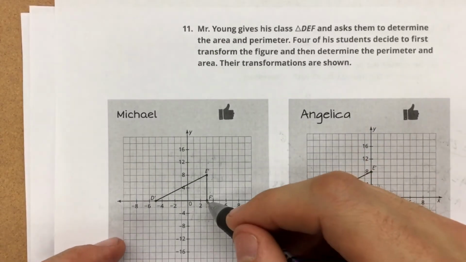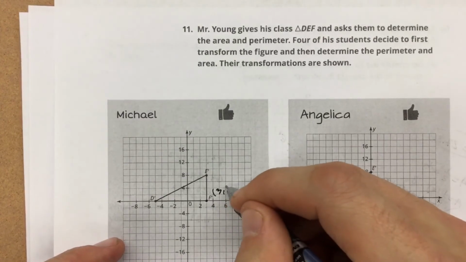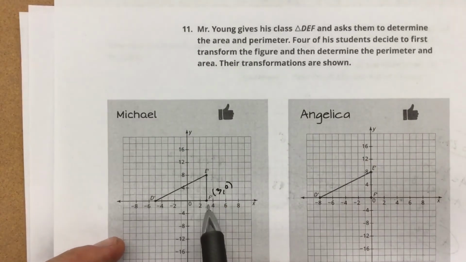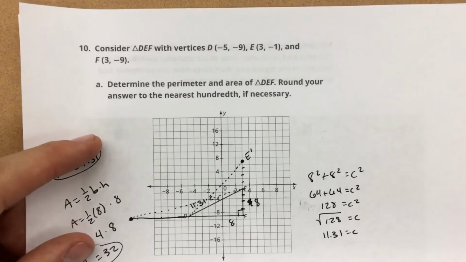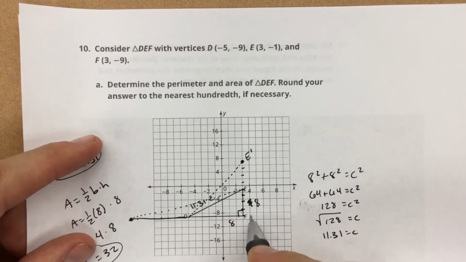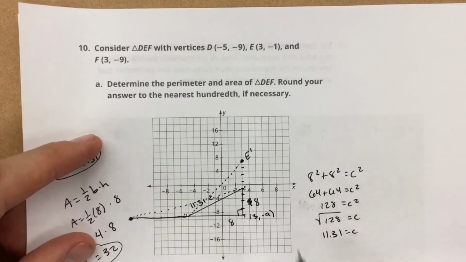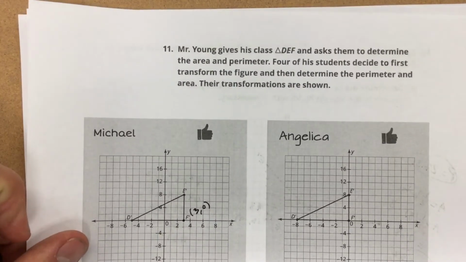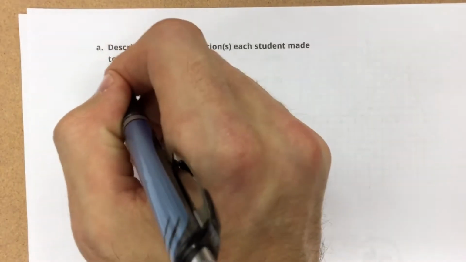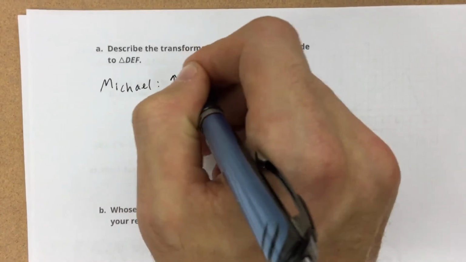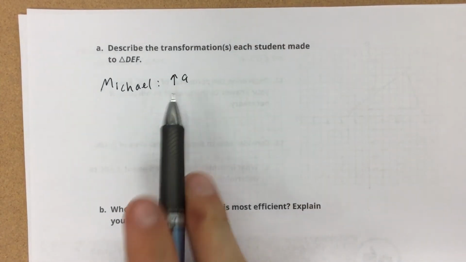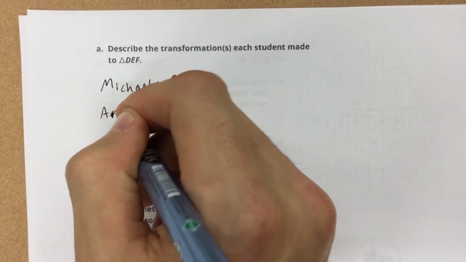It looks like this point F here is at 3, 0, right? It's at 3 on the x-axis, and it's not off of the y-axis at all, so it would be at 3, 0. But in our original, F was at 3, -9. So in order to get from 3, -9 to 3, 0, Michael would need to move his triangle up 9. And that is a translation. So he moved it up 9. Now we're going to talk about Angelica.